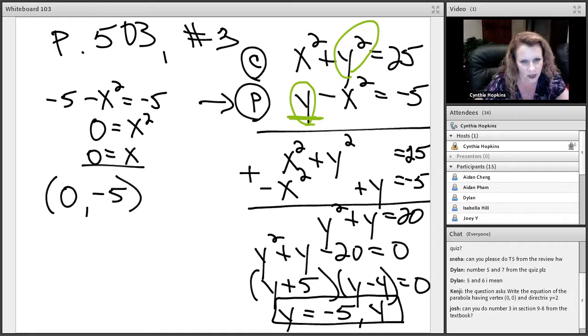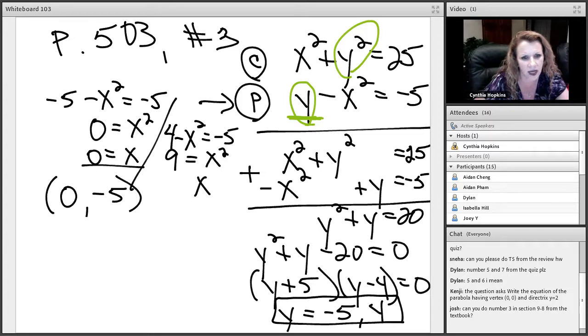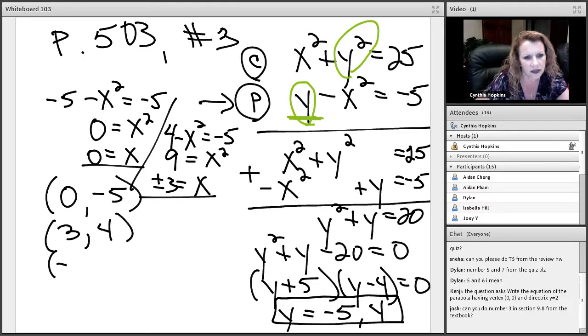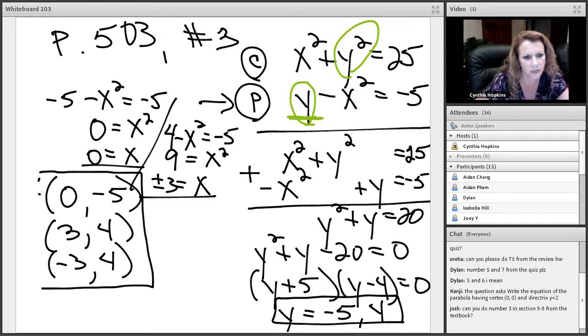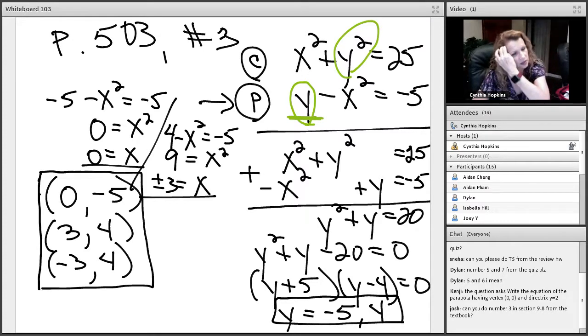That's 1 point. Then I'm going to plug in 4 for y. So I'm going to get 4 minus x squared equals negative 5. Again, I'm going to add x squared to bring it over to the right side. I'm going to add 5. That gives me 9. And here I get x equals plus or minus 3. Don't forget the plus or minus. Okay, so I get positive 3 for x with a 4 for y and negative 3 for x with a 4 for y. So these are my 3 points of intersection. And the next task is to graph and see if those 3 points make sense.